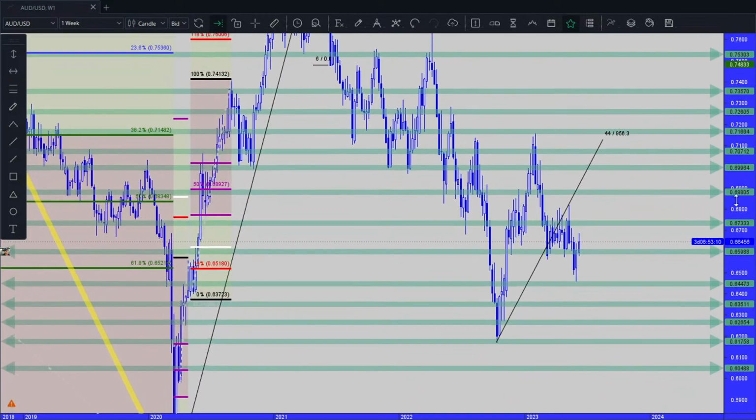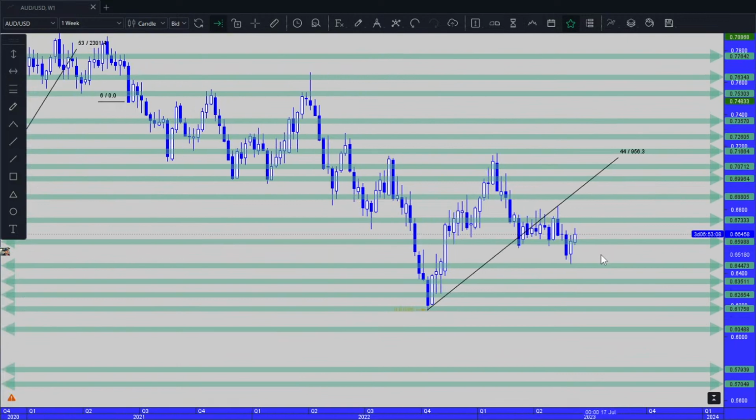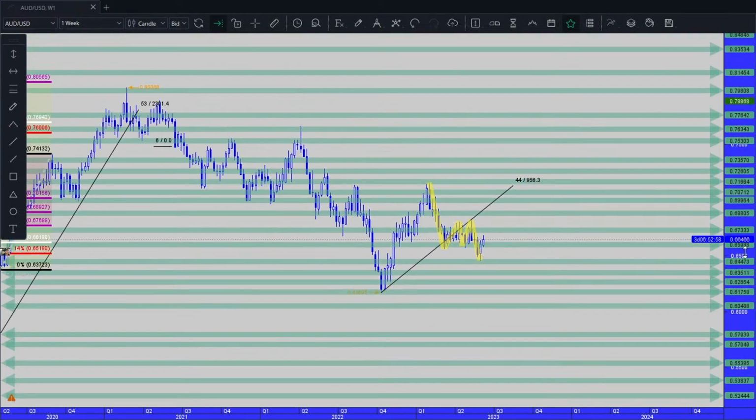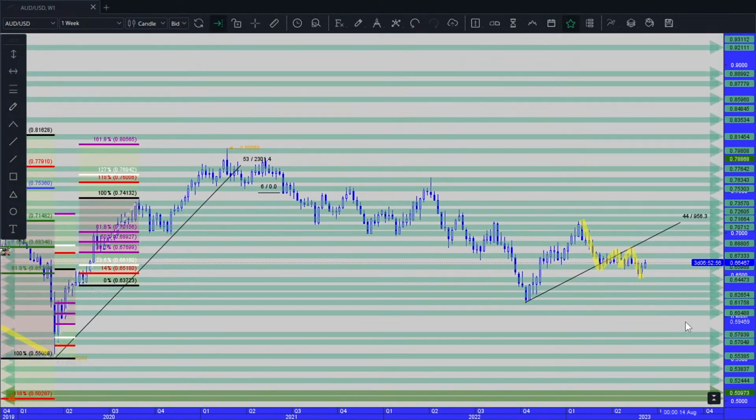This is the counter trend line, see everybody? So what is the market doing on the weekly? Is it making lower lows or highs, or is it making higher highs, higher lows?